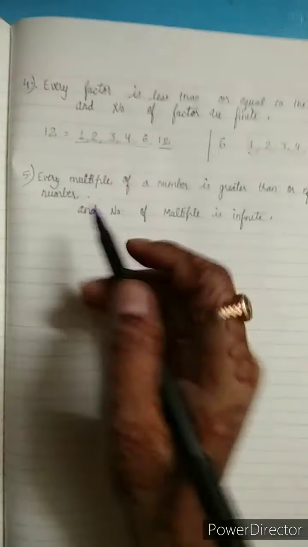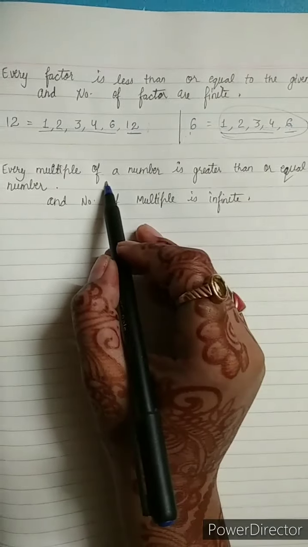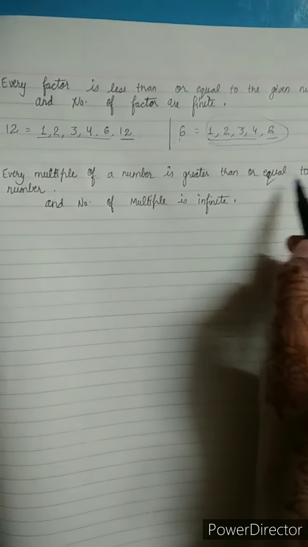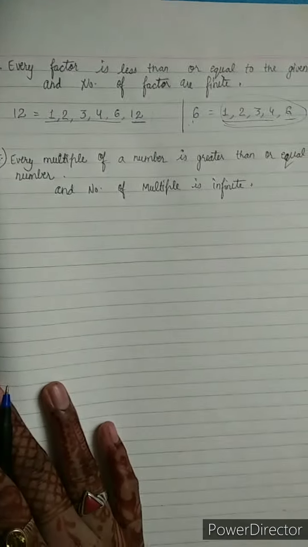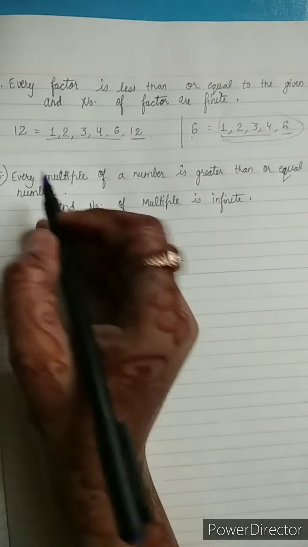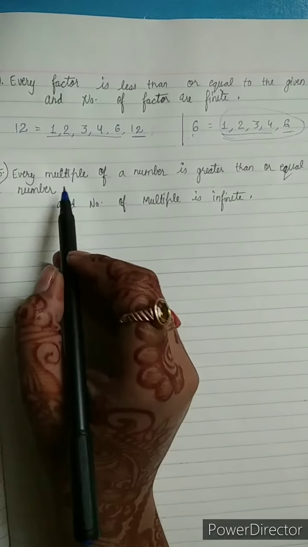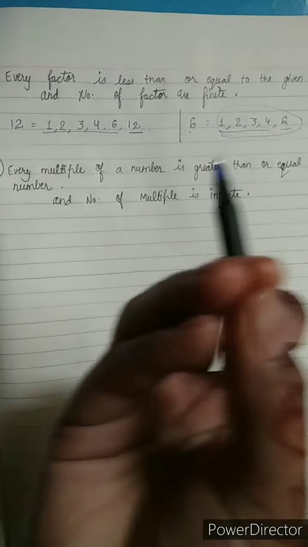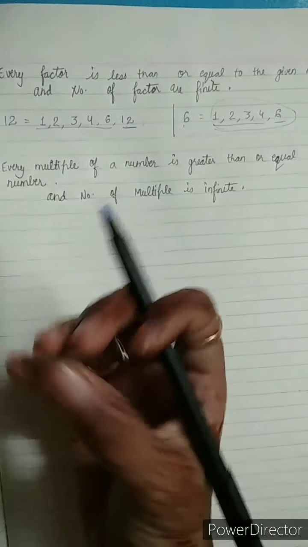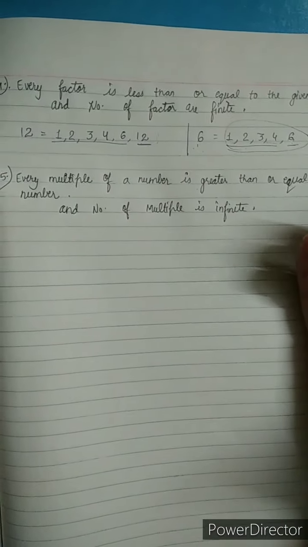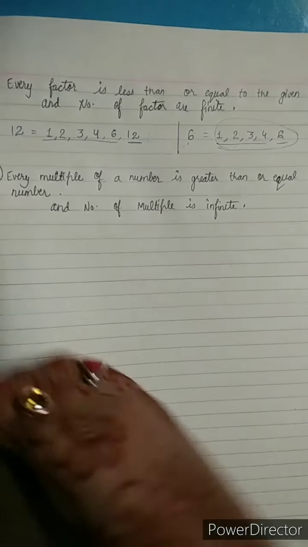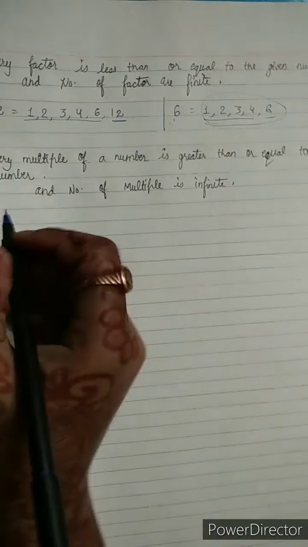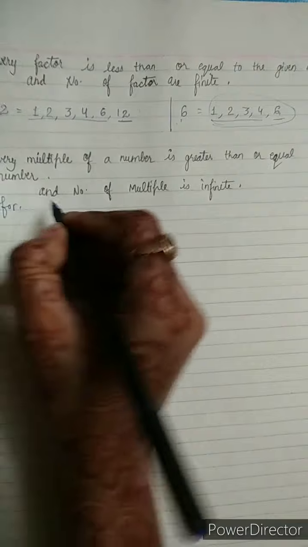Next property is every multiple of a number is greater than or equal to that number. In this property they talk about multiples. Every multiple is either equal to the given number or always greater than it. For it we are taking one example.